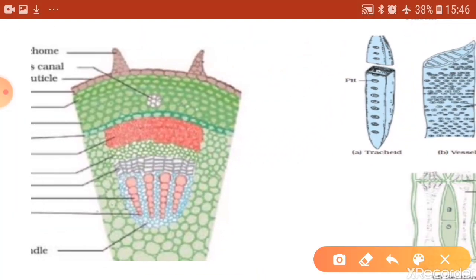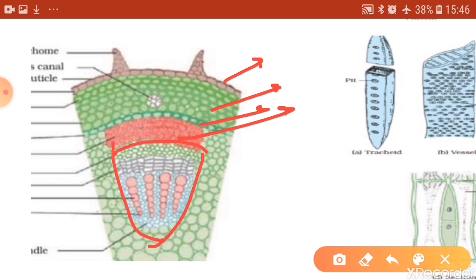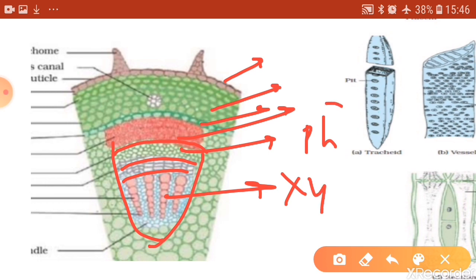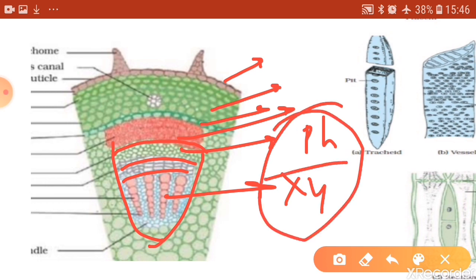So this is the TS of stem, and in the TS of stem I had told you that there is epidermis, there is cortex, there is pericycle, endodermis present, and below the pericycle there is the vascular bundle. The vascular bundle has phloem on the top and xylem below. So together the phloem and xylem constitute the vascular bundle.